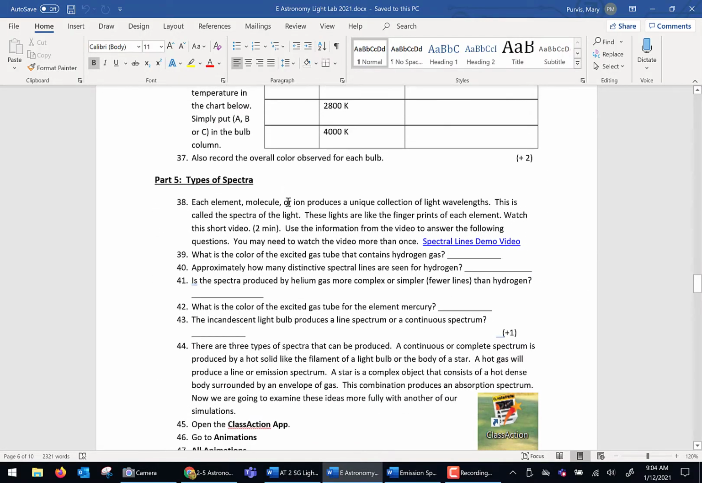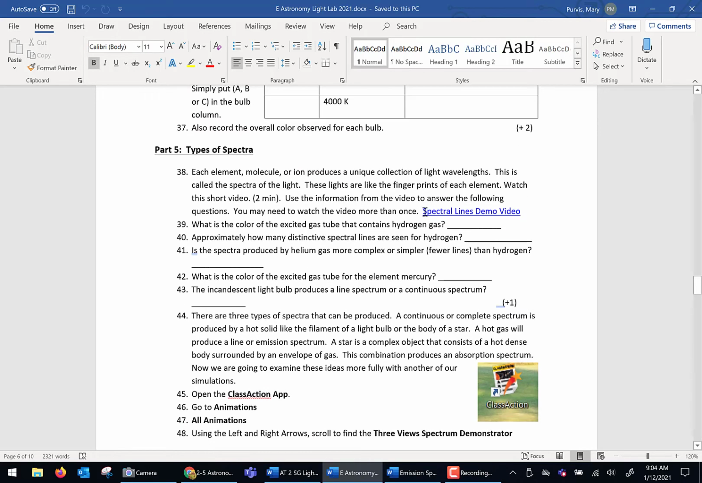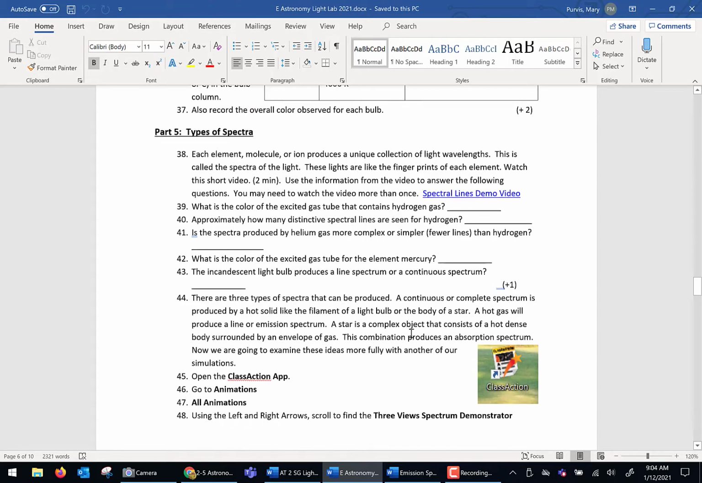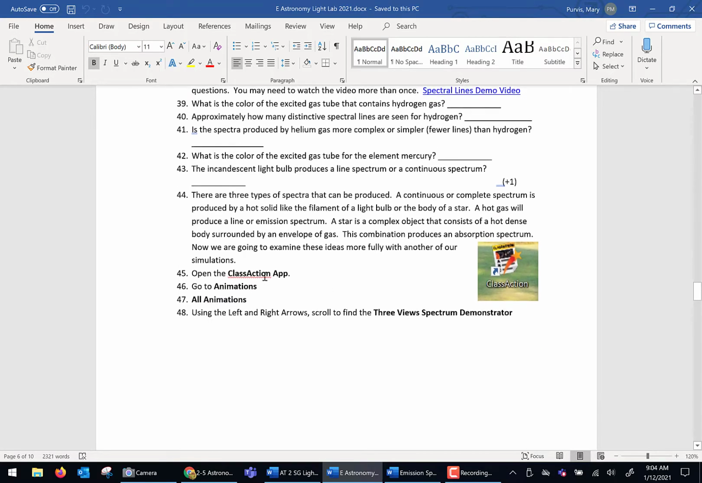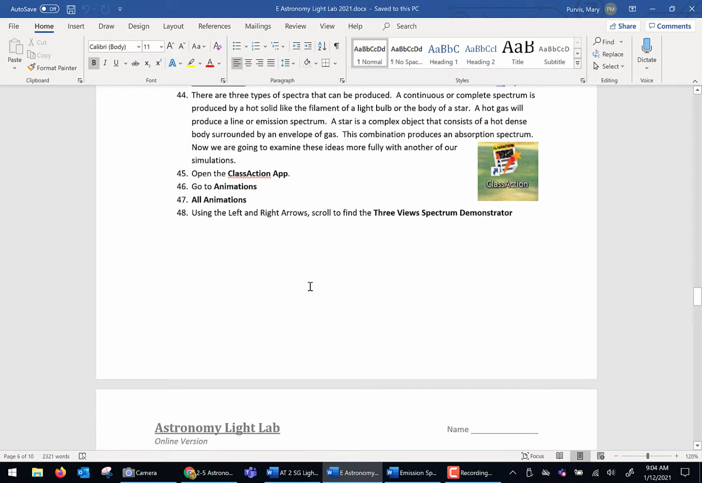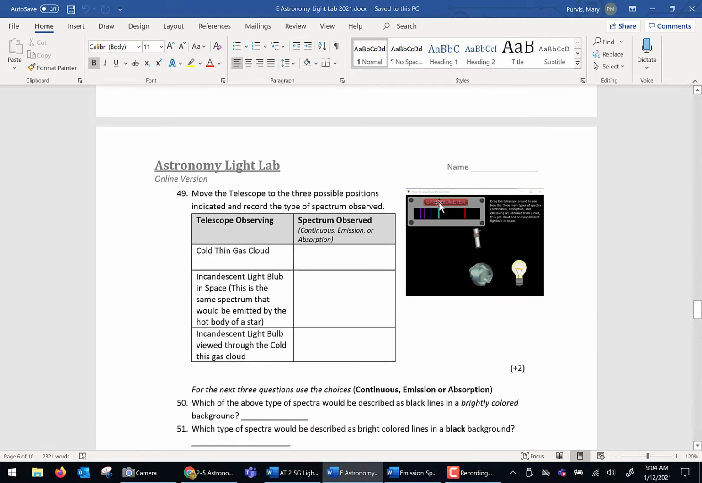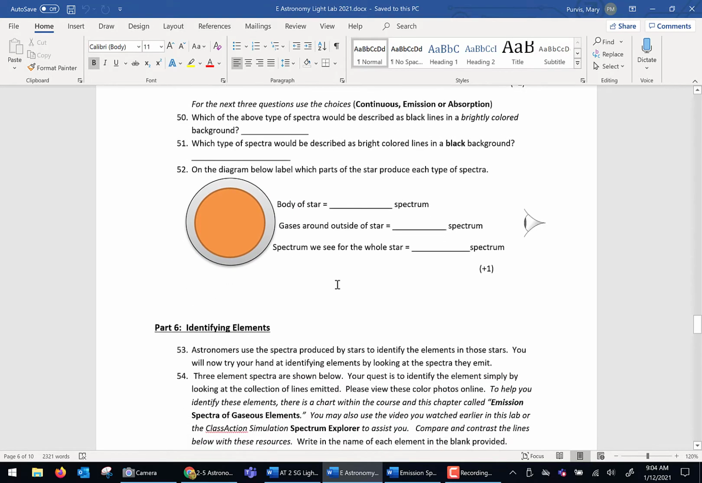Types of spectra. There are different types of line spectra that are produced by stars. I want you to watch this little 2-minute video that will help give you the background information you need right before you do this part of the lab. Again, a simulation from that class action software that you downloaded. I want you to go through the simulation, fill out this little chart, answer these questions.